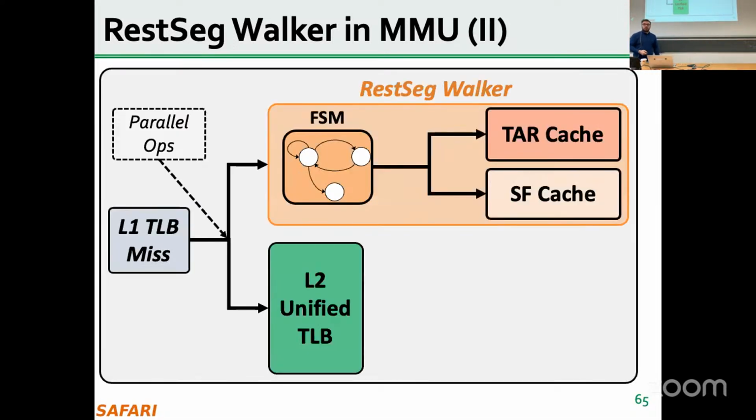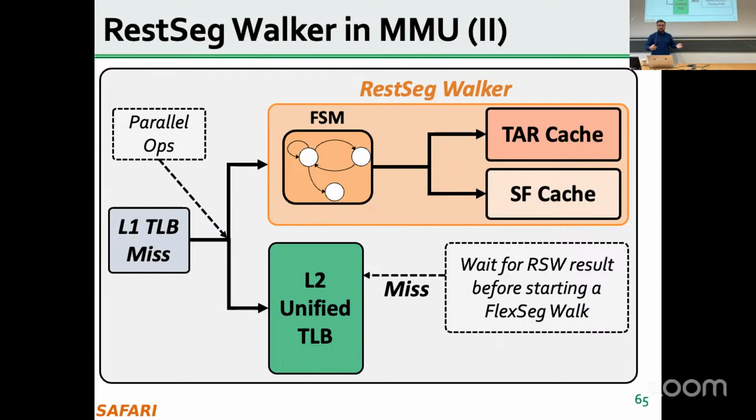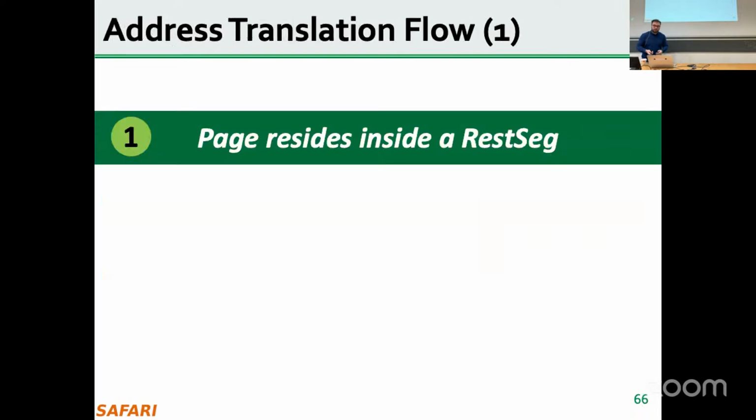How does this look in the MMU? After we miss in the L1 TLB, we do two operations in parallel: the restrictive segment walk and the L2 TLB access. If we have a miss in the L2 TLB, we need to wait for the restrictive segment walk result before we start the flexible walk.